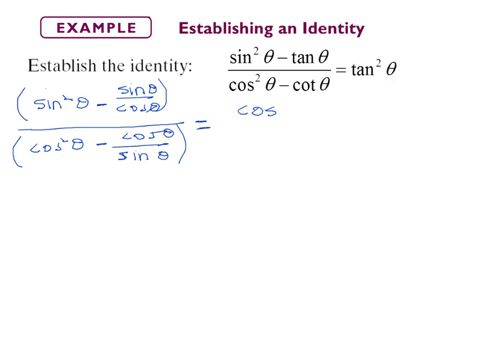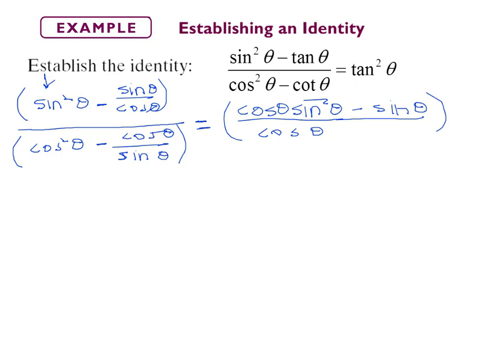I'm going to multiply the first term by cosine over cosine. Yep. And then since I have a common denominator, I'm just going to say minus sine theta. Is that fair? Yeah. Does everybody see what I'm doing? Is anybody lost? Okay.